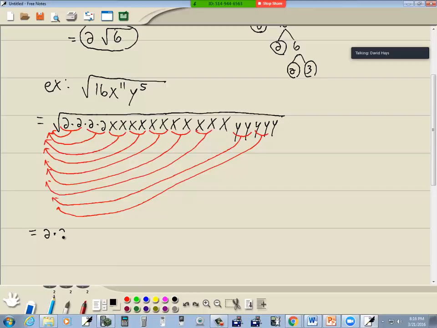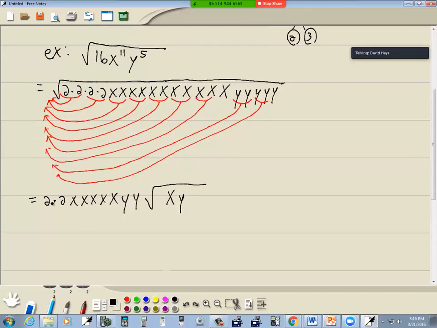Okay, so I'm going to have a 2, 2 from here. And let's see how many x's we got. 1, 2, 3, 4, 5 x's. And we got 2 y's. Remember, the pair comes out as a single one of them. And we're left with an x and a y inside. Well, when they come out, there's multiplication in between them. So 2 times 2 is 4. And we got 5 x's, so that's x to the 5th. And we got 2 y's, so that's y squared. And that would be our answer.